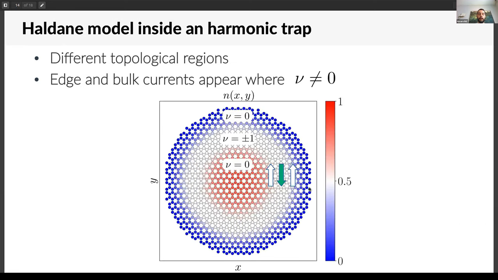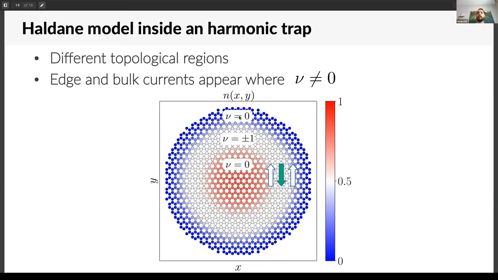So I said that in an optical atom experiment, you have a harmonic trapping potential that keeps the particles in place. So what happens when you have the Haldane model inside a harmonic trap? Well, we assume that the harmonic trap is very wide, so the local density approximation is still valid in our model. In that case, we know that our system will be divided into three regions. We have a central region that is completely filled with particles and is topologically trivial. Second, we have a region which is a Chern insulator, so it has a Chern number different than zero, and is at half filling. This is this white region here in the middle. And then we have an outside phase, which is completely empty of particles and is also topologically trivial.